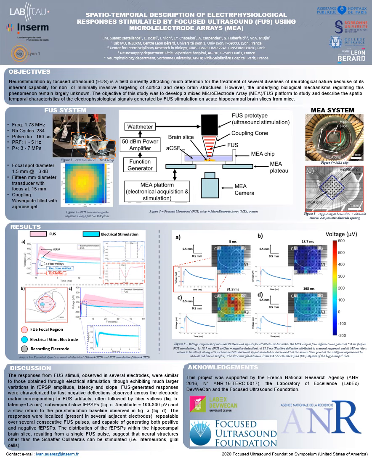On the left, we have a picture of the actual setup along with some of the focused ultrasound parameters that were used to stimulate these neural structures. We used a central frequency of 1.78 megahertz and very short pulses of 160 microseconds applied at a pulse repetition frequency between 1 and 5 hertz, and applied at relatively high pressures at the focus ranging from 3 to 7 megapascals.